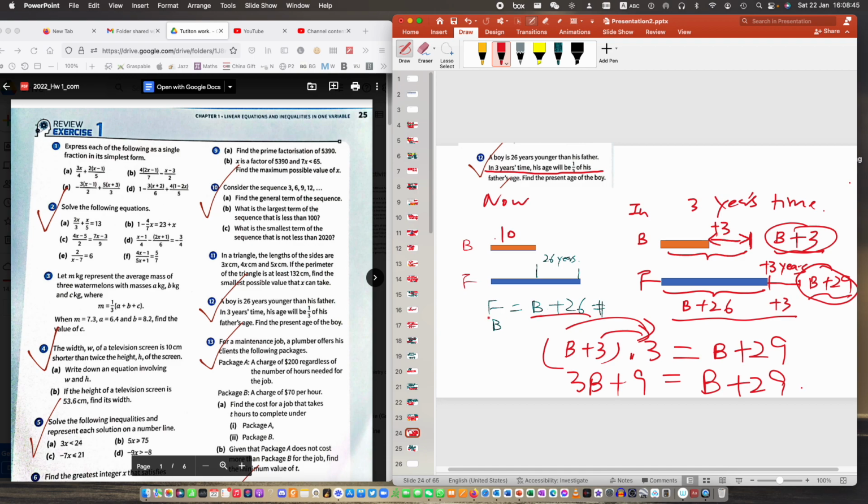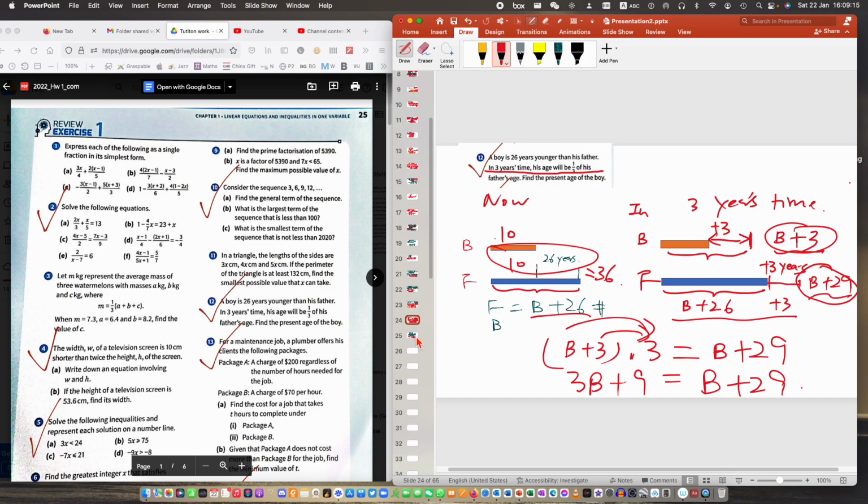So the present age of father is here. So 10 plus 26 is 36. Okay? Do you know how to form this? Okay, never mind. I will give you a similar question next lesson. Then we will talk about this. Okay, good. So I think I will go to the next part of the lesson.